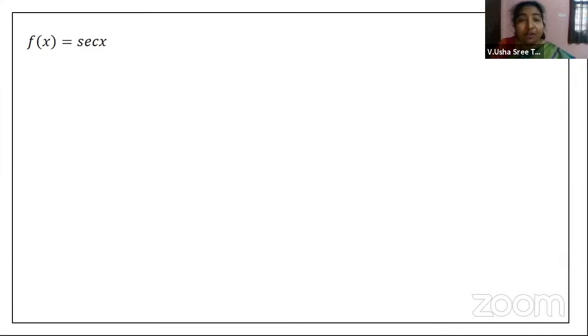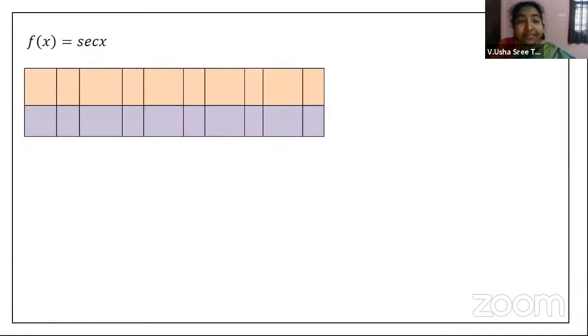Okay. We will take the next trigonometric ratio or the function f of x is equal to secant x. We are taking the standard values as we have seen for the previous graphs. Okay. Now, secant 0 is 1. Secant 90 is not defined. 1 by cos 90. Cos 90 is 0. So 1 by 0 is not defined.